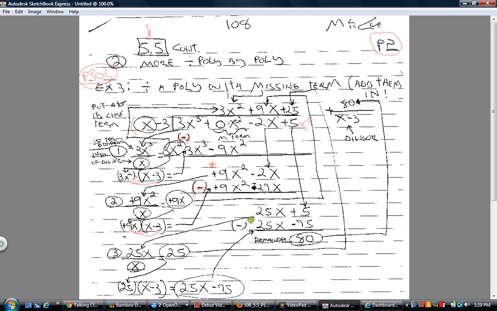Take the leading term, 25x, divided by what? x. Answer, 25. Put it up in the quotient, line it up under the number, like columns, and you're on your way. Take 25 times the entire divisor, x minus 3. Answer, distributive property, 25x minus 75. Subtract the columns, and you have a remainder of 80.